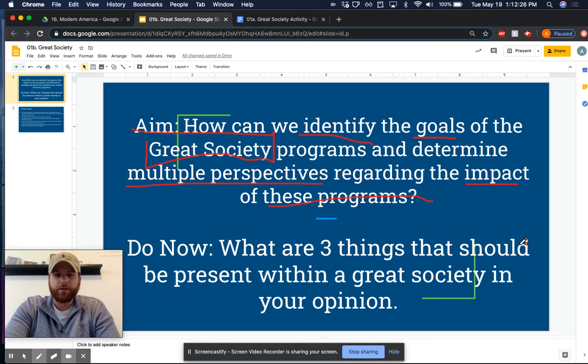So the do now is open-ended. You can take whatever route you want with it, but you're trying to think of three things that should be present within a great society, in your opinion. If you hear this term, Great Society, on your document, you're just going to be listing three things you would expect to see for that society to be great. You're going to come up with those three attributes on your own. We'll come together and hit fast facts when you are done.